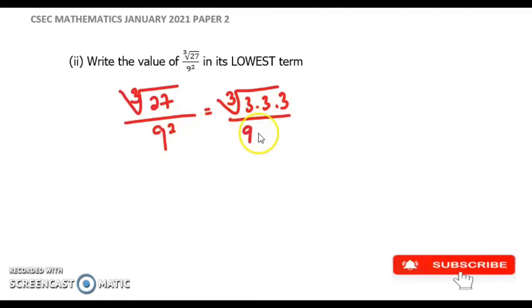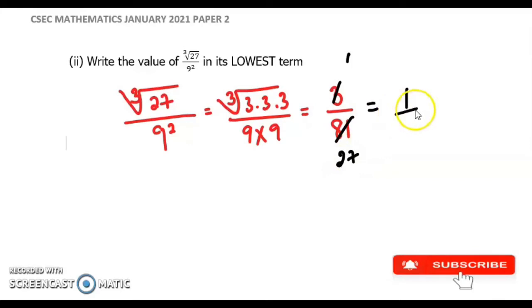9 squared is expressed as 9 times 9. So if we want to identify that number that when multiplied by itself 3 times, we're going to get 27, that number is 3. So here I'm going to have 3 over 9 times 9, that is 81. Now I'm going to cancel: 3 into 3 goes 1 time, and 3 into 81 goes 27 times. So here my final answer is 1 over 27. So this is my answer.